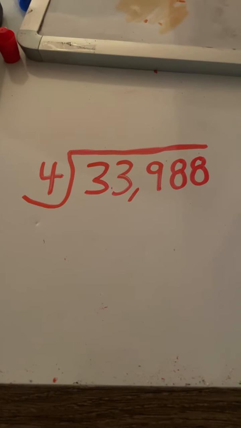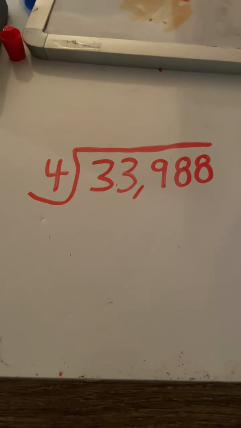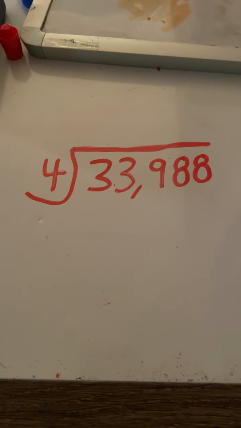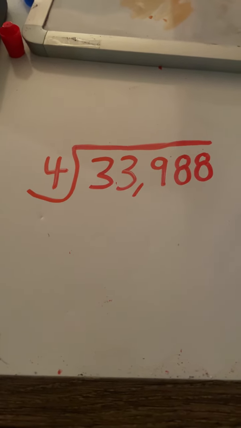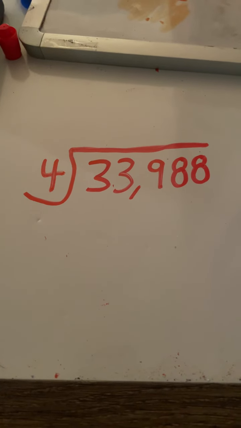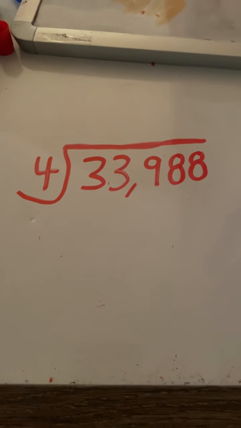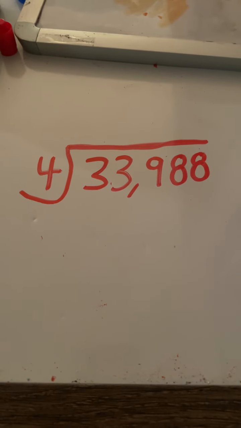So this video is going to focus on long division. The model problem is 33,988 divided by 4. I'm going to go through step by step how to solve that problem. So we're going to start off looking for the number within the number. We want to divide by the smallest number possible to start.